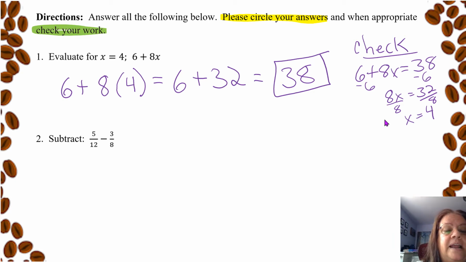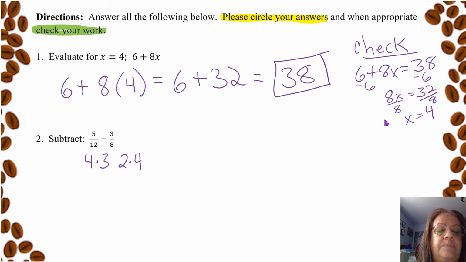Okay. Now, subtract. All right, I don't have common denominators, so I'm going to need to create a common denominator. These two denominators, 12 and 8, have 4s in them, so we don't need to worry about that as much. So we have 4 times 3, and 8 is 2 times the 4. So our denominator is going to be 4 times 3 times 2.